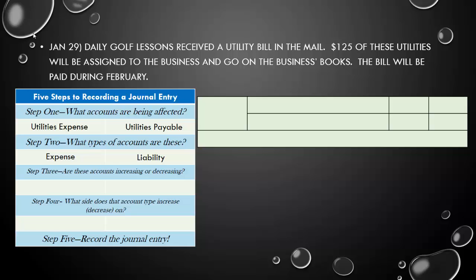So the amount of debt that we've incurred for utilities is increasing because now we got a new bill. The amount of money we owe to our utility company since this new bill came in is also increasing. Expenses go up with a debit, down with a credit, so we're going to debit utilities expense. Liabilities go down with a debit, up with a credit, which means we're going to credit utilities payable. So on January 29th, we debit utilities expense for $125, we credit utilities payable for $125, and we recorded the receipt of a utility bill.